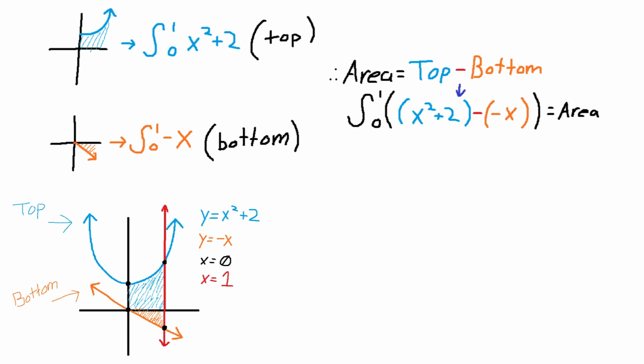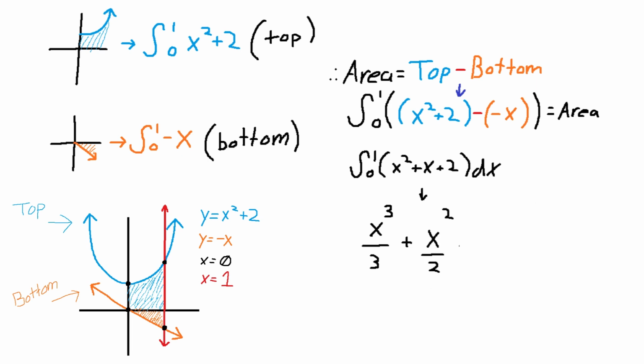That was sufficient time. So we're going to take the antiderivative of x squared plus 2 minus negative x. We're going to combine them first. So we get x squared plus x plus 2. And now we're going to take the antiderivative of that. So we get x to the third power divided by 3 plus x squared divided by 2 plus 2x. We're going to evaluate it from 0 to 1.